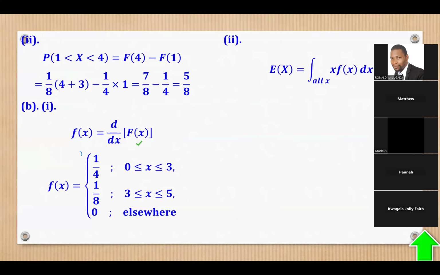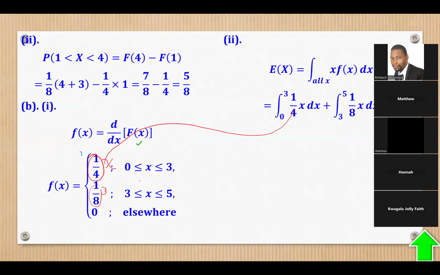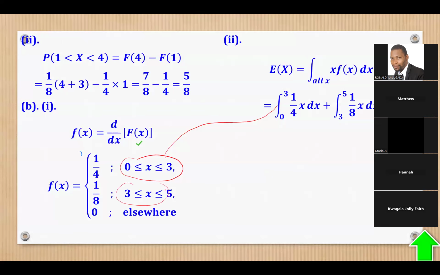It means that on this fx, I must multiply by x. On this one, multiply by x. That is why you're going to see a quarter x, because on fx I've multiplied by x. Even here, you will see 1/8 x, because on fx I've multiplied by x. Then the limits are these intervals. From there, I can now integrate. Now I want someone to integrate for us. A quarter x gives what?